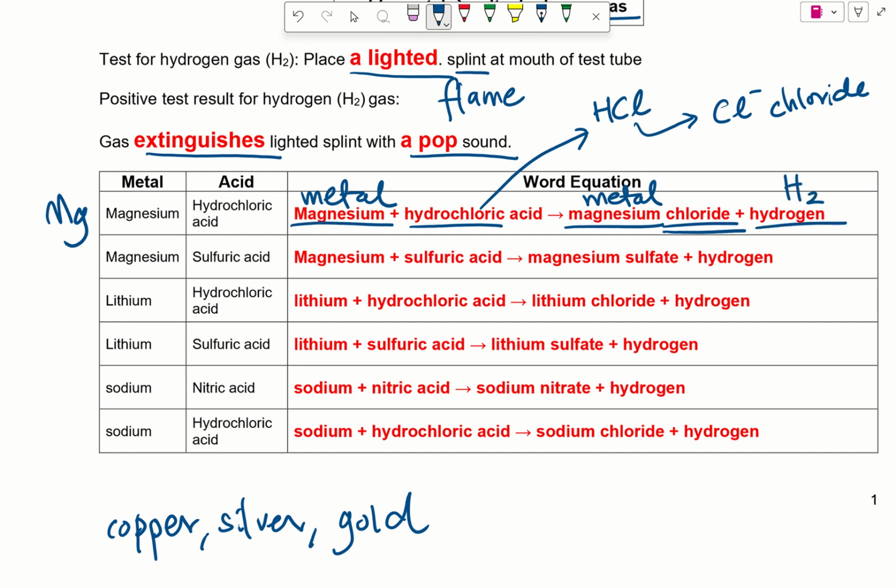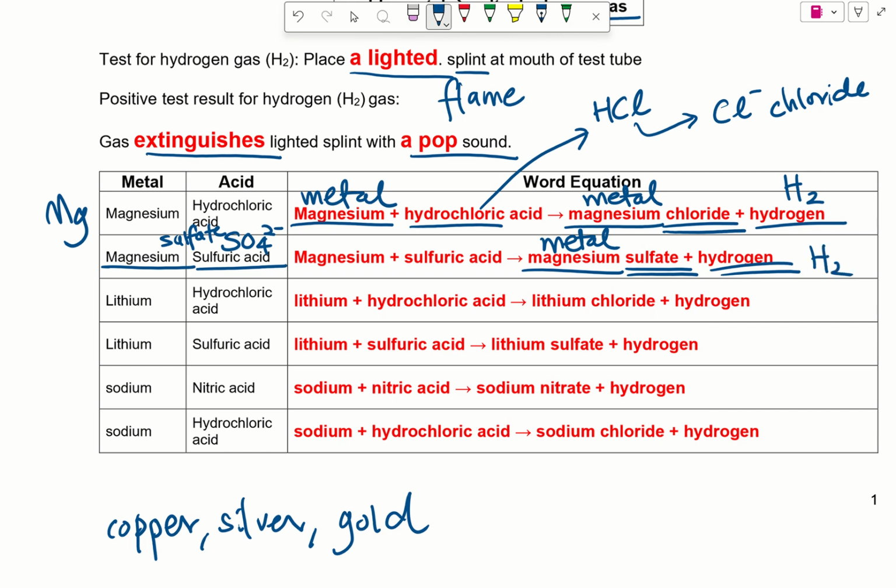Hydrogen gas is H2. Then we do another example, magnesium plus sulfuric acid. Sulfuric acid has this group called sulfate, so the salt will be called a sulfate salt. Again, we take the metal and add it. In this case, the metal is magnesium, so it becomes magnesium sulfate to form the salt. And as always, there will be hydrogen gas.